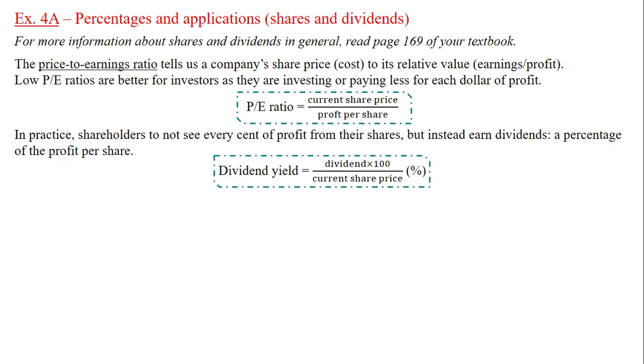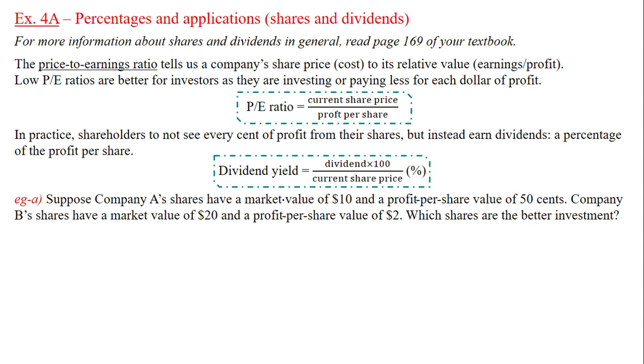However, in practice, a company that makes profit is not going to give you every single cent of their profit from your shares. They will instead pay you dividends, which are typically a percentage amount of that profit per share. The new formula that's just popped up on the screen, the dividend yield, so that is the amount of money that you actually see from your shares, is given by the dividend times 100 over the current share price, and that is as a percentage. Again, I will go through all of these in a moment.